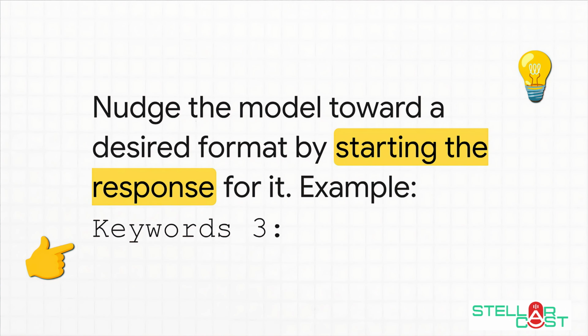Now here is a deceptively powerful little technique. It's called priming the output. And you literally just start the model's response for it. So by ending your prompt with something like "keywords 3," you're giving it this massive nudge in the right direction, making sure it follows the exact pattern you've established. It's so simple, but it works wonders.